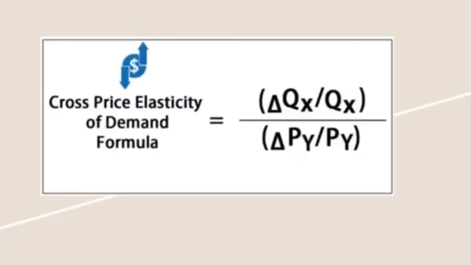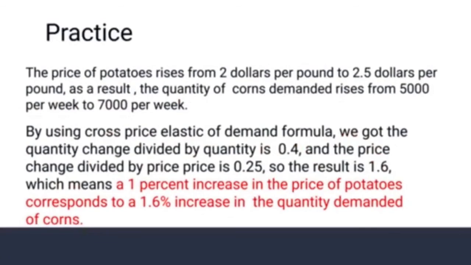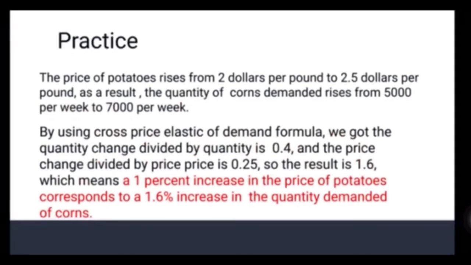The cross-price elasticity of demand formula is change in quantity X over quantity X, divided by change in price over price. The price of potatoes rises from $2 per pound to $2.5 per pound. As a result, the quantity of corn demanded rises from 5,000 per week to 7,000 per week.